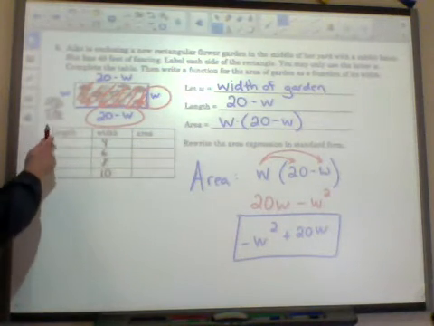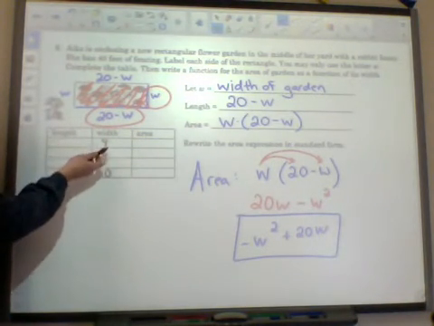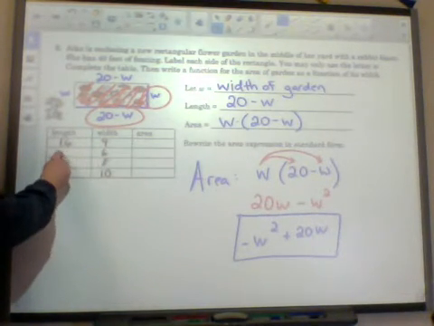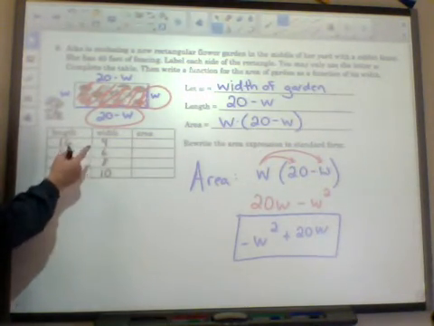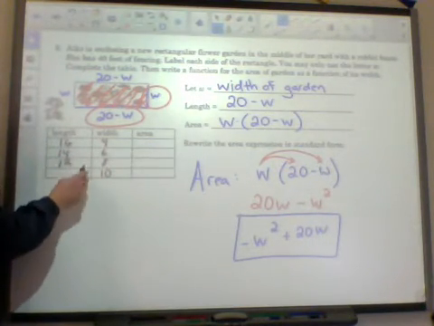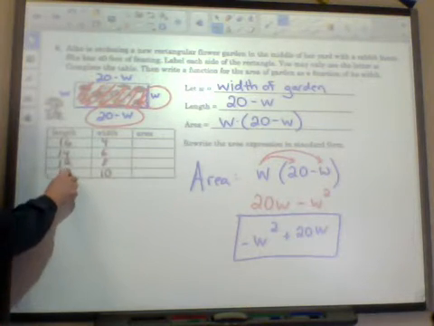You say, hey, I know the length and the width have to add up to 20. So if I pick a width of 4, length better should have been 16. With a width of 6, I should have had a length of 14. With a width of 8, I should have had a length of 12. And with a width of 10, I should have had a length of 10.